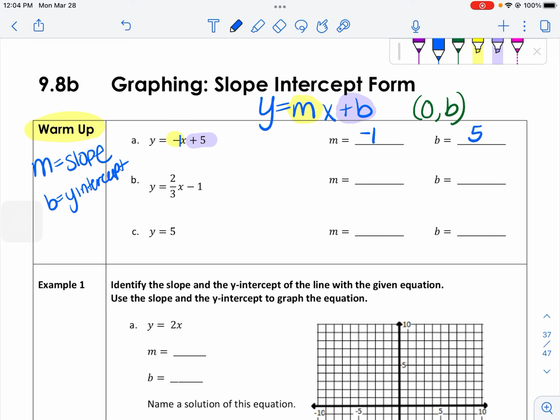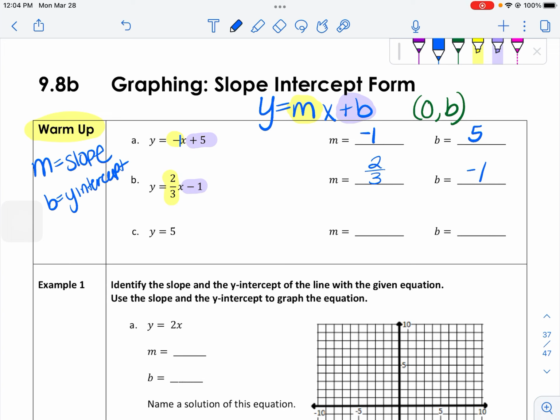So that's our y-intercept. In B, 2/3 is in front of the x, so 2/3 is our slope, and then negative 1 is our y-intercept, the constant being added to the end.